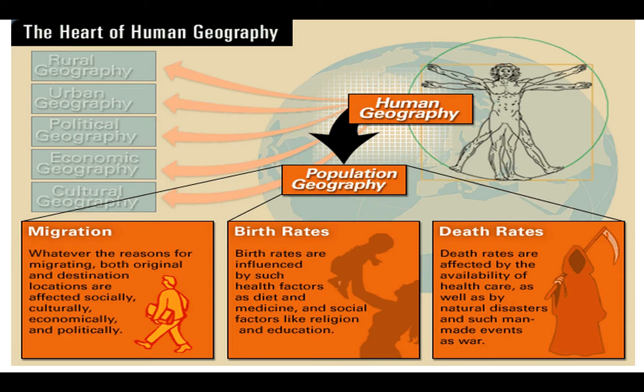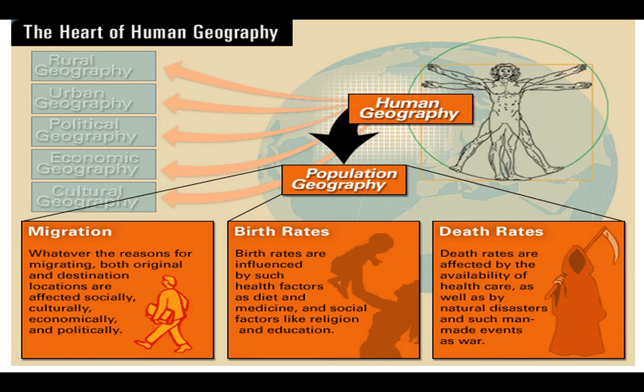They look at birth rates and death rates. What are the health factors such as diet and medicine and social factors like religion and education that affect birth rate and death rate? They look at healthcare as well as natural disasters and man-made events such as war and their impact on death rate.